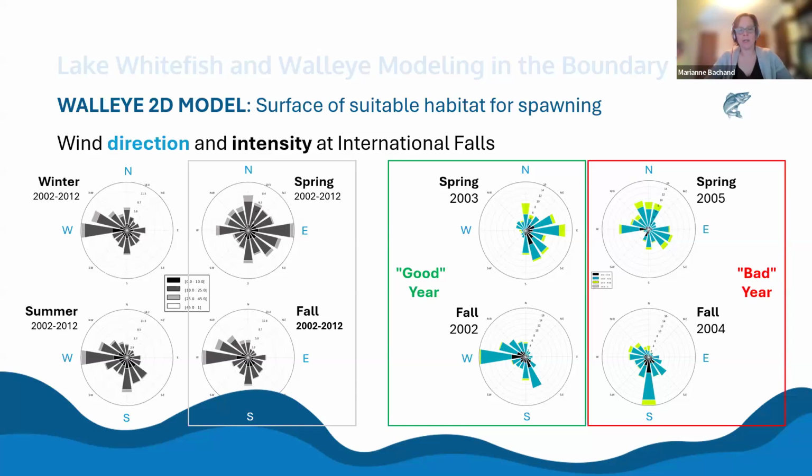walleye. So when you're looking at those circles, it's giving you the direction and the intensity of winds. And I've shown you on the right what looks like a good year when you have a lot of spawning habitat. So 2003 was a good year compared to a year where we have low surface area available for spawning. So you can see that you have a switch in wind direction, but also in intensity.